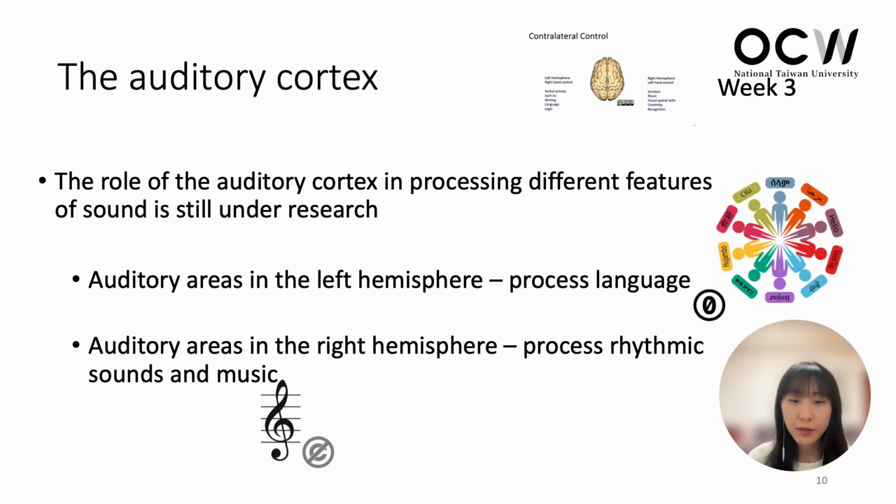The exact role of the auditory cortex in processing different features of sound is still under research. But we know that the auditory areas in the left hemisphere focus more on processing language, and in the right hemisphere they process rhythmic sound and music. So this is just like the contralateral control of the brain, where the right hemisphere is more on the creativity part.